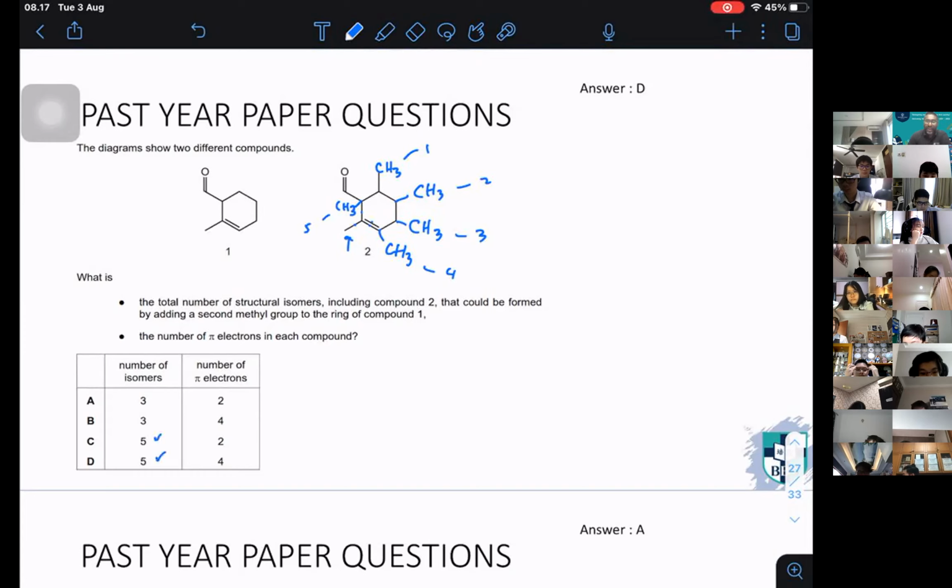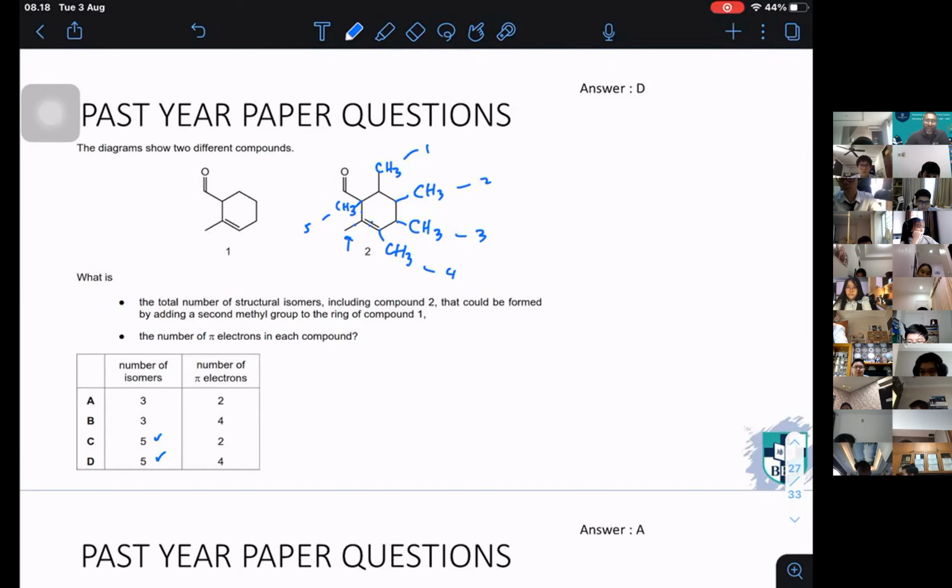And then the number of pi electrons. Each pi bonding, if you remember what I said, the orbitals hybridize and then form the sigma bonds and so on. The pi bonding always involves an unhybridized orbital, the one PZ and so on. And that unhybridized orbital is there because they have one electron.